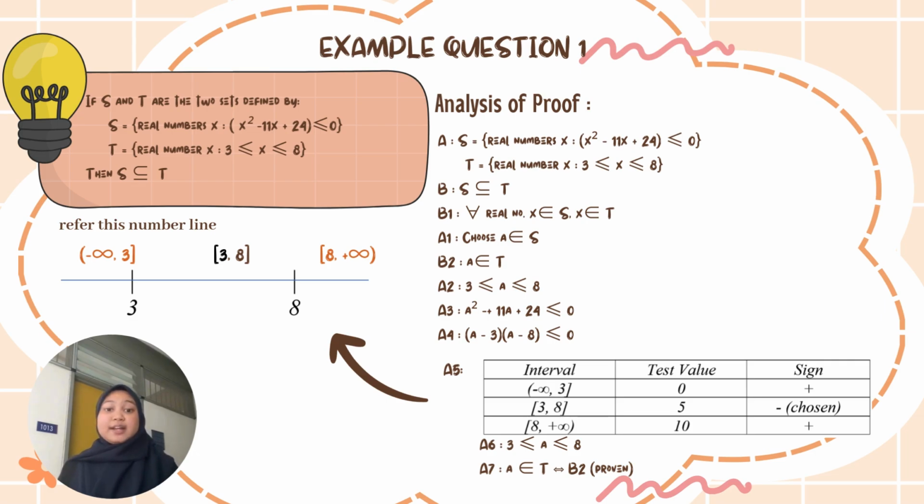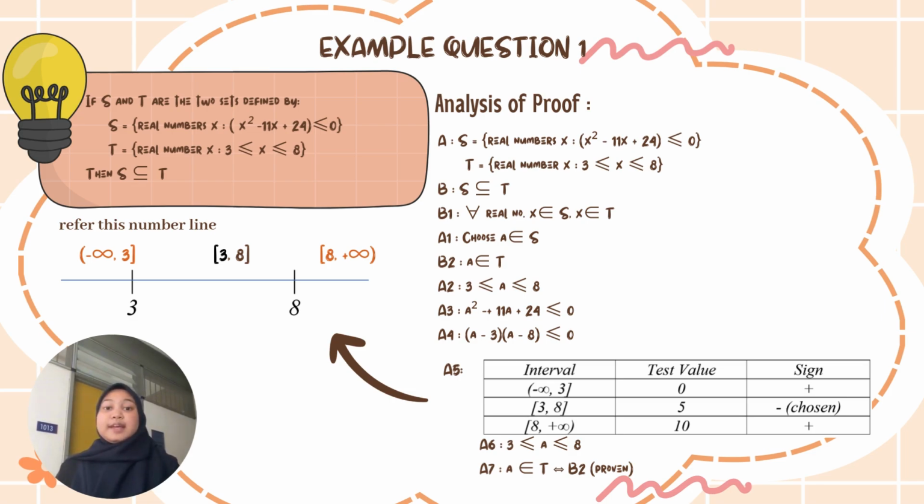Next, we make B1 that we take from B, which is universal quantifier, real number x, x element of S and x element of T. After that, we write the relation of A at A1. So we choose A element of S, while B2 from B1 we can get A element of T. A2 that we already declared is A element of S, so we replace the x with A. There we will get A3 where we solve A through simplifying A2.